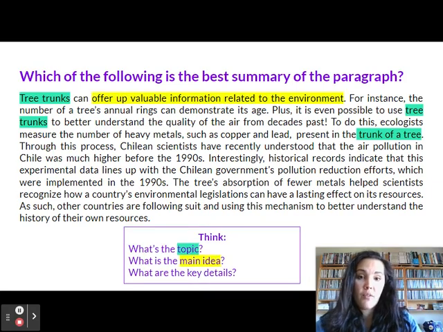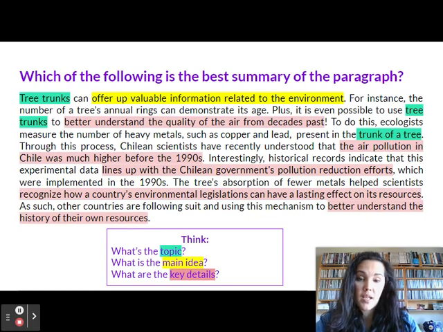I can see that they offer up valuable information related to the environment. If we were asked a question about main idea, we could stop here. But we need to create a summary, so we need to find out key details related to tree trunks and how they provide valuable information related to the environment.